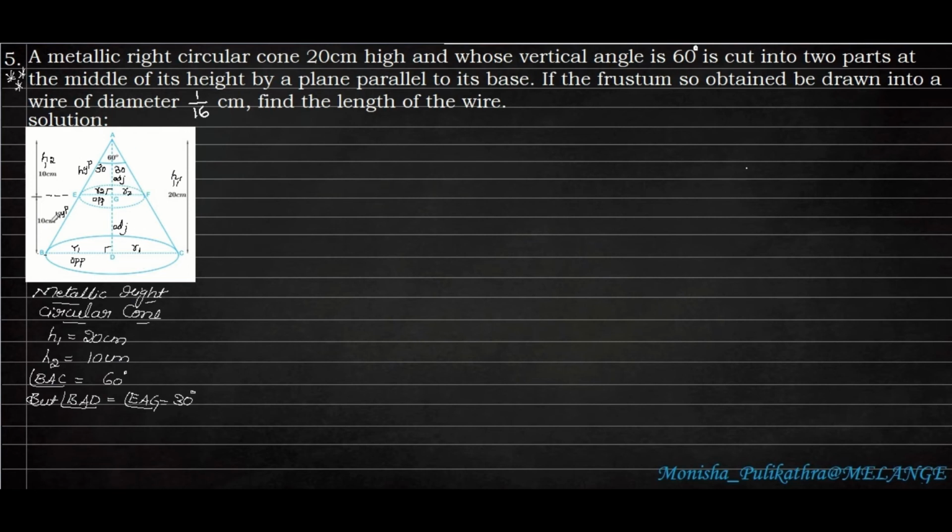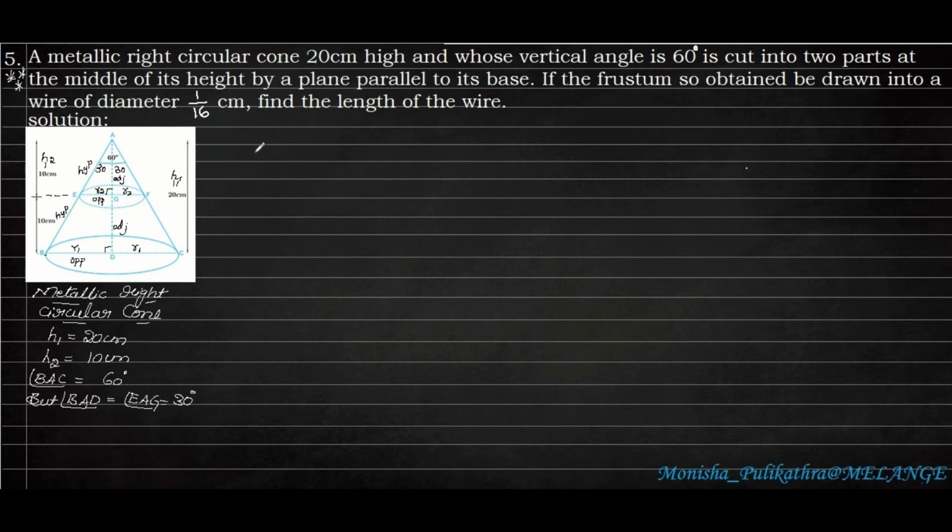Okay, so this cone is divided into 2 equal parts. When it is divided, the bottom part will become the frustum of a cone. Okay, so next, this frustum has been drawn into a wire of diameter 1 by 16 centimeter. We need to find out when this frustum is drawn into a wire, what will be the length of the wire. So the length of the wire we need to find in meters.